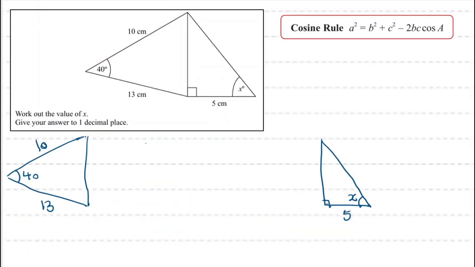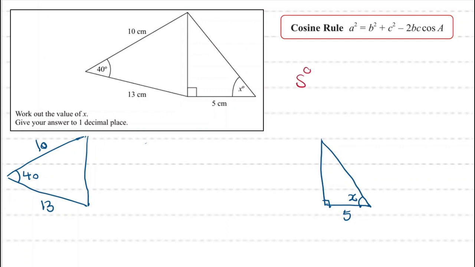The fourth exam question. Work out the value of x and give your answer to one decimal place. In this question, we have two triangles that are attached together along one of the sides. So we draw the triangles separately so that we can analyze them easier. We notice that the angle x that we need to work out the size of is in the triangle on the right hand side, which is also a right-angled triangle. And we know that in any right-angled triangle in which there is an angle involved, we can use SOHCAHTOA.